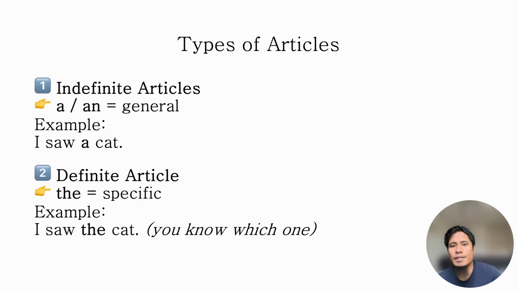So the key difference is this: we use a or an when the noun is general or new, and we use the when the noun is specific or already known.